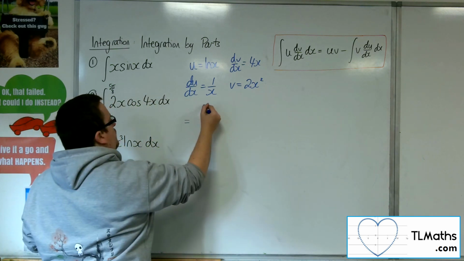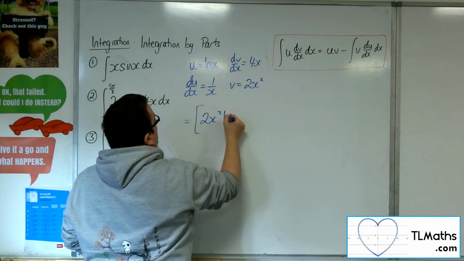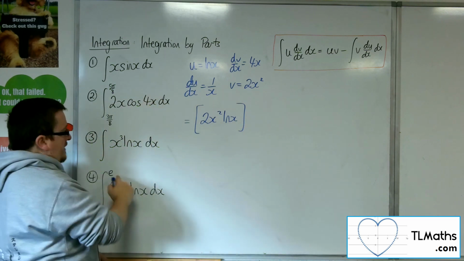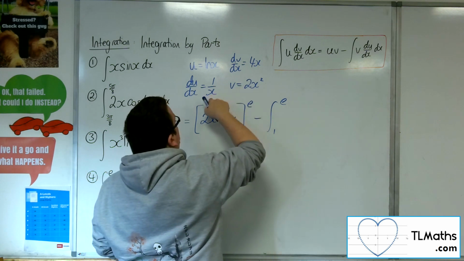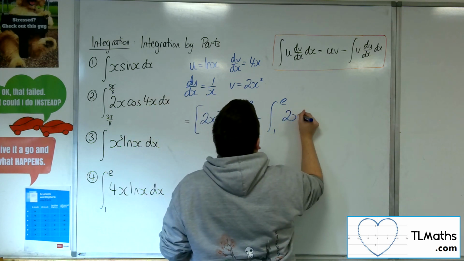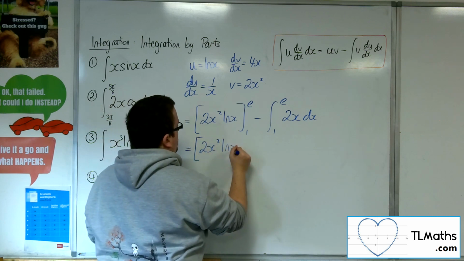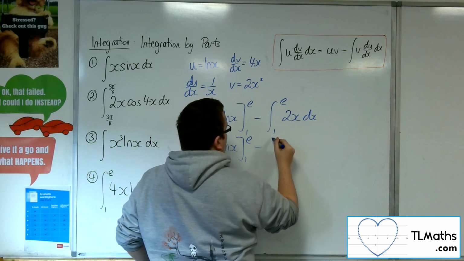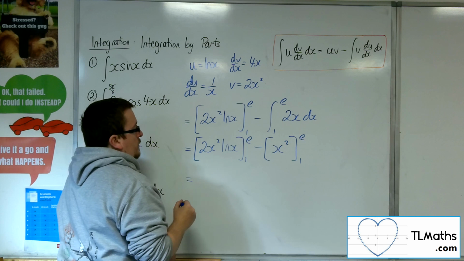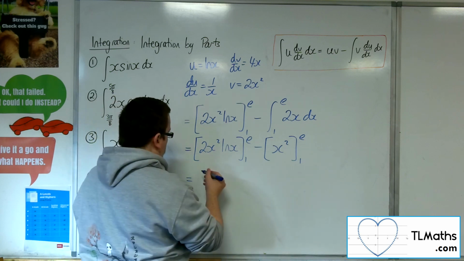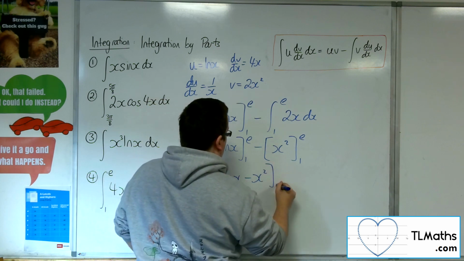So evaluating this integral, we've got u times v, so 2x squared log x evaluated between 1 and e. Take away the integral between 1 and e of v du by dx, so that'd just be 2x dx. So let's leave that bracket alone. This integrates to x squared between 1 and e. Okay, so let's bring those two brackets together. 2x squared log x minus x squared evaluated between 1 and e.